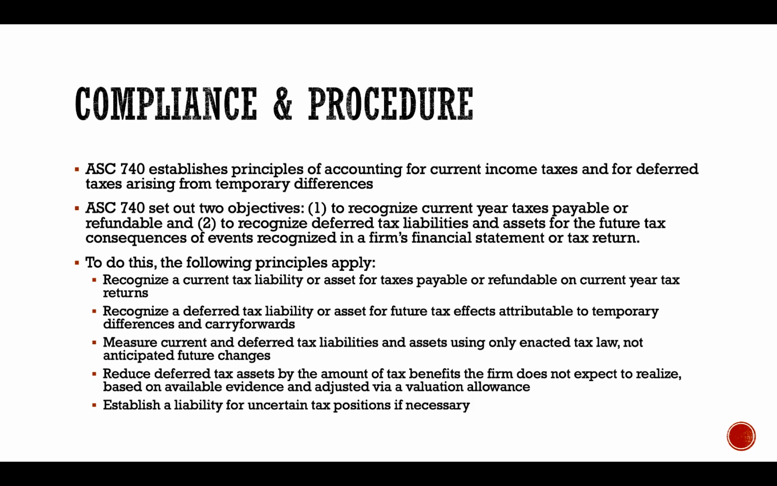To do that, they applied the following principles. They want to recognize a current tax liability or asset for taxes payable or refundable on current year tax returns. They want companies to recognize a deferred tax liability or asset for future tax effects attributable to temporary differences and carryforwards. They want to measure current and deferred tax liabilities and assets using only enacted tax law, not anticipated future changes. They want to reduce deferred tax assets by the amount of tax benefits the firm does not expect to realize based on available evidence and adjusted via a valuation allowance. And they want to establish a liability for uncertain tax positions if necessary.